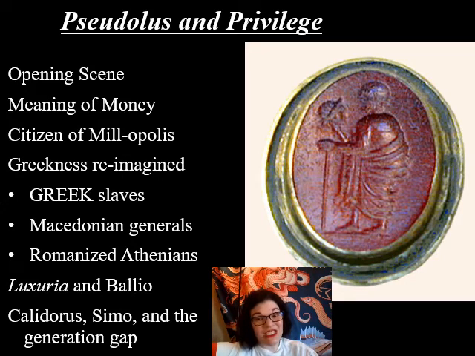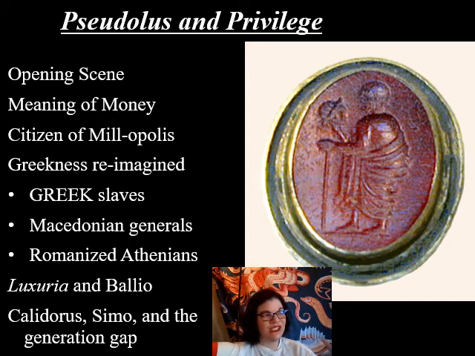And he's whining about it to the character with less privilege than he has, who is enslaved and therefore has to listen to Calidorus's nonsense. And part of the humor comes from that. So Calidorus chooses to whine to a character who has none of the privileges that Calidorus is whining about. Like to Pseudolus, Calidorus is trying to get money that Pseudolus could use to buy his freedom. That money means something very different to Pseudolus than it does to Calidorus.